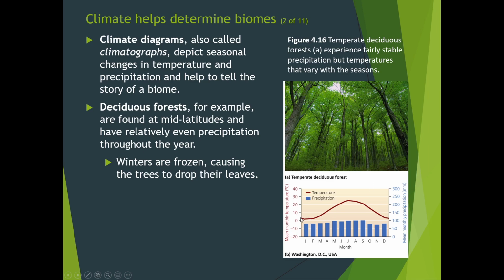And you can see here's the climate graph. You have the temperature, a normal bell curve, and the precipitation stays flat all year, allowing these trees to get the water they need. If there was not enough water, there wouldn't be these trees. If it was too hot, there wouldn't be these trees either.